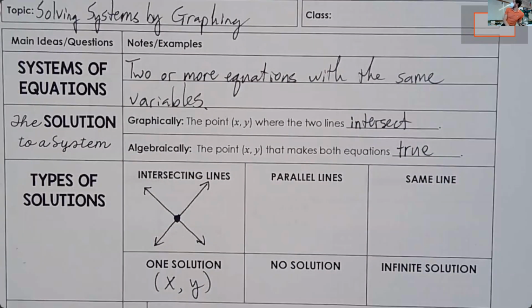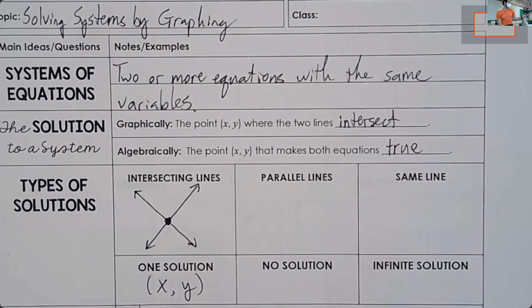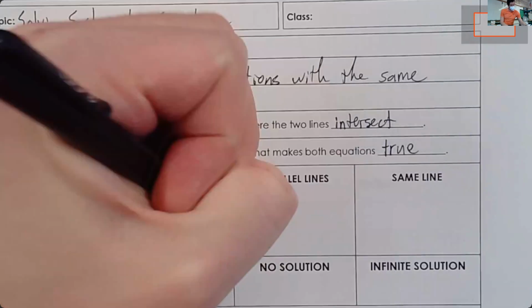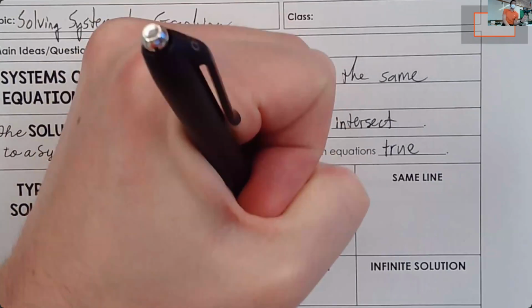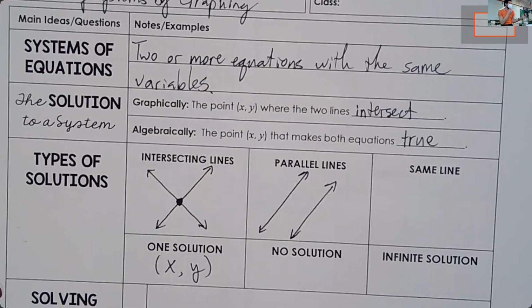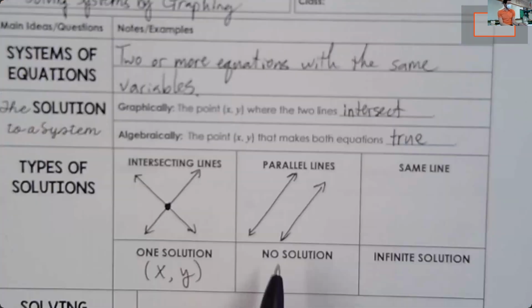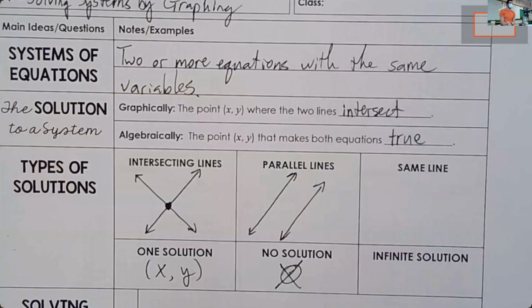The next one says parallel lines. We made a definition of parallel lines back in Unit 4, and we said that parallel lines are lines that never intersect. If the lines never intersect and just run next to each other always, that means there won't be a solution, because in order to have a solution, the lines actually have to cross.